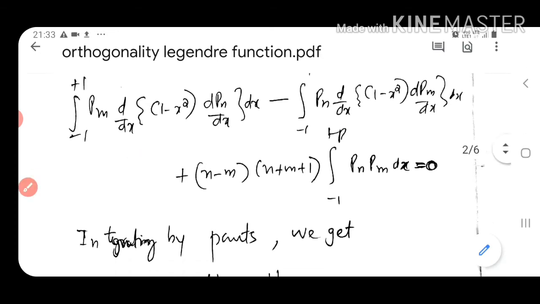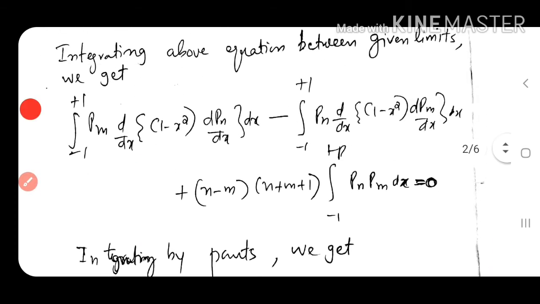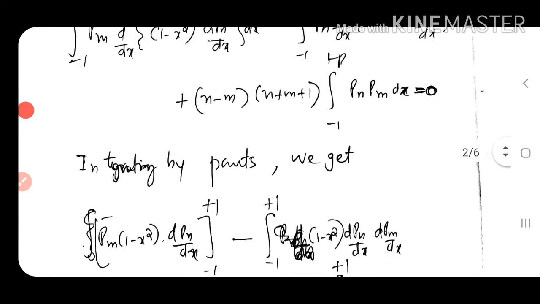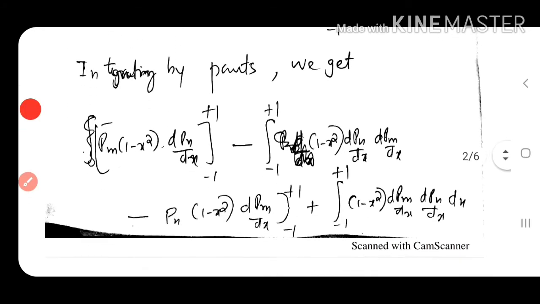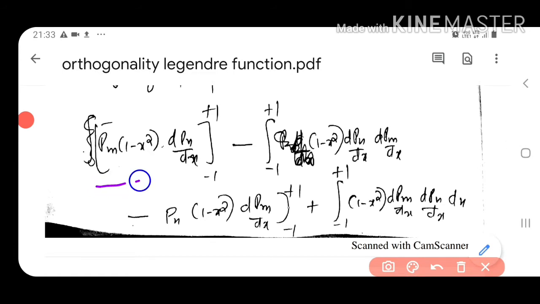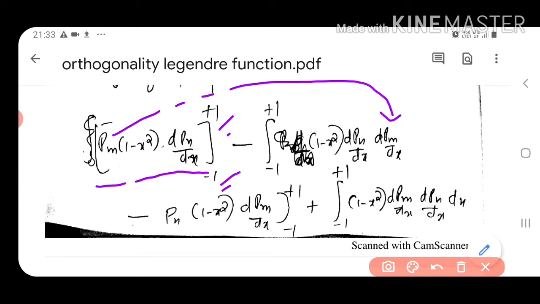Okay, so as we do the integration by parts, we get Pm (1 minus x square) dPn by dx, with limits -1 to +1, and then the integral from -1 to +1 of (1 minus x square) dPn by dx times dPm by dx. Okay, we are doing integration by parts. So one function is (1 minus x square) dPn by dx, the other one is Pm.